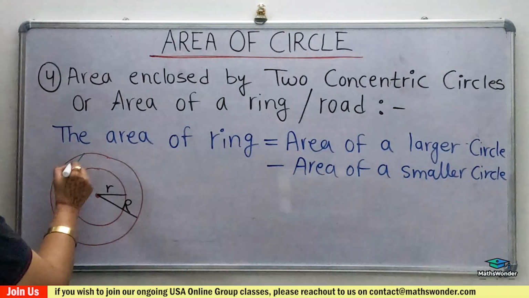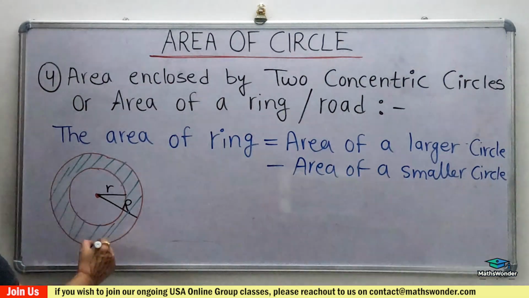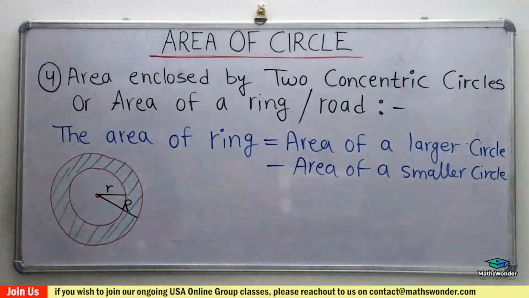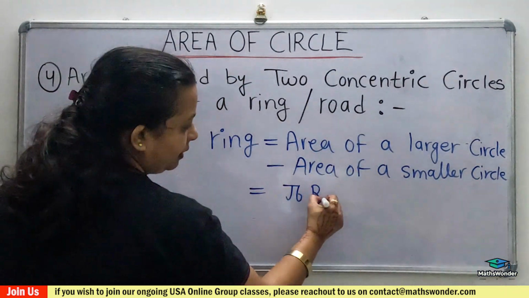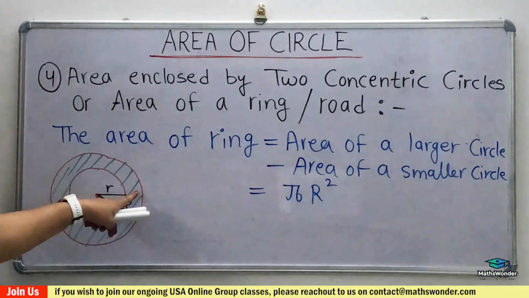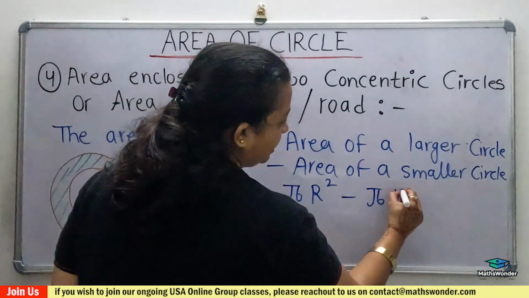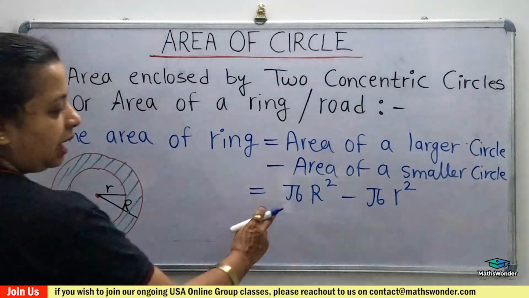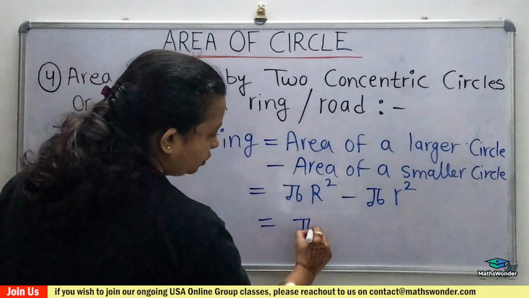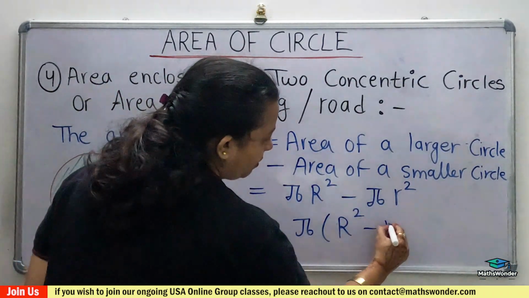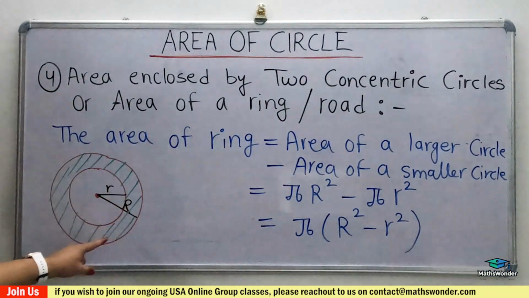Okay. This is the ring. You can say that this is the road. So how will you find this part of area? So we have the direct formula. You can write it: area of the larger circle is pi R square, capital R, because for the larger circle we have taken the radius capital R. For the smaller circle we are taking the small r. So now we have pi common in both, so we can take it out, and inside you will write R square minus r square. This is the direct formula for finding this ring area.